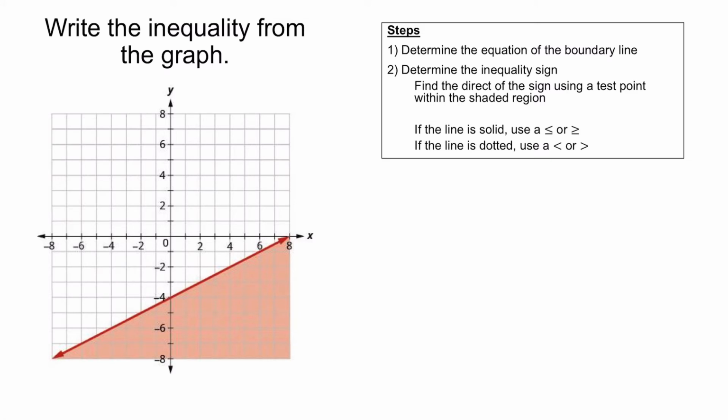So the first thing to do when we're working on this is to determine the equation of the boundary line. To do this, we can use y equals mx plus b to help us out. Because remember, that's what helps us determine the equation of a line as long as we know the value of m and the value of b. So looking at this graph, we can say that this line has a y-intercept at -4.